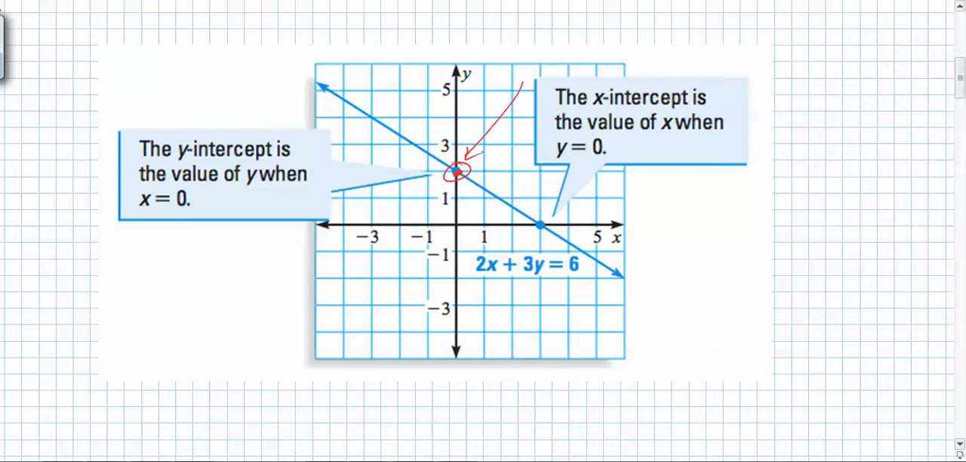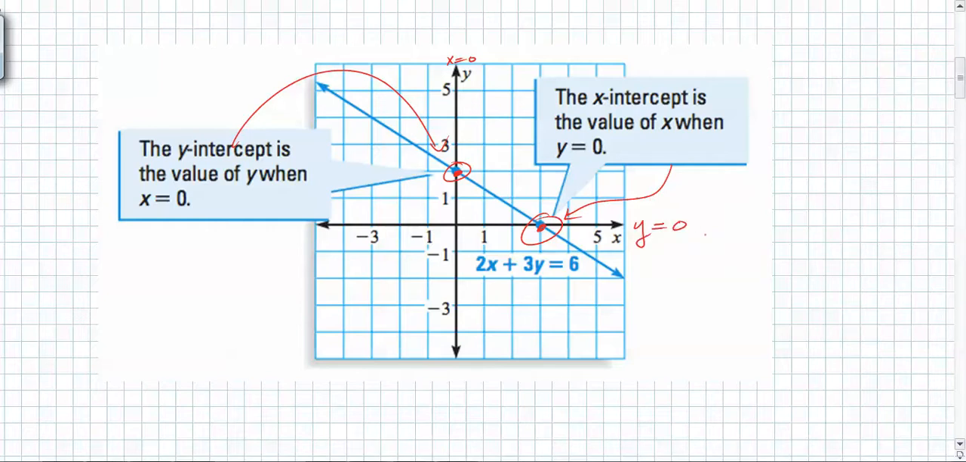It's where the function hits the y-axis, right there. And right here is the x-intercept. It's where the function hits the x-axis. You hit the y-axis when x is equal to 0, and you hit the x-axis when y is equal to 0.